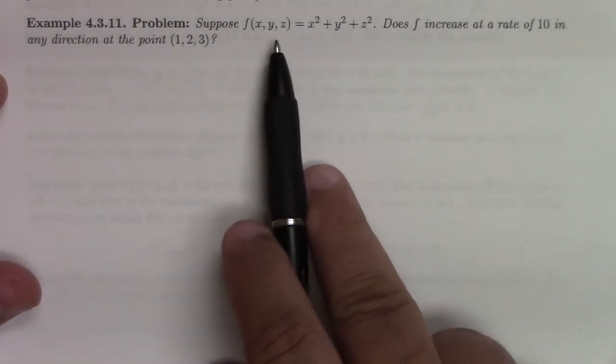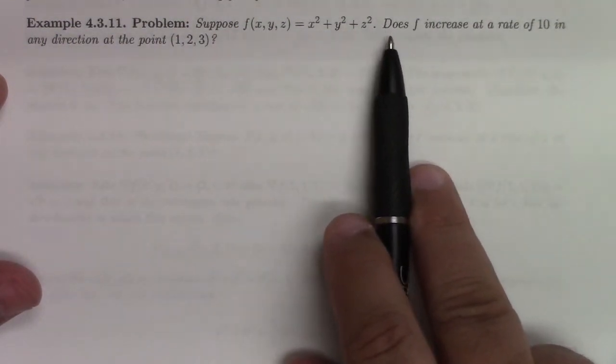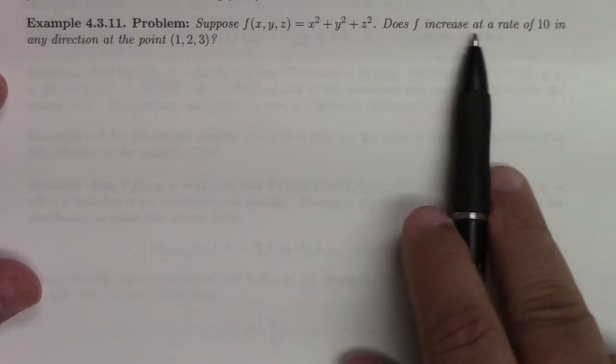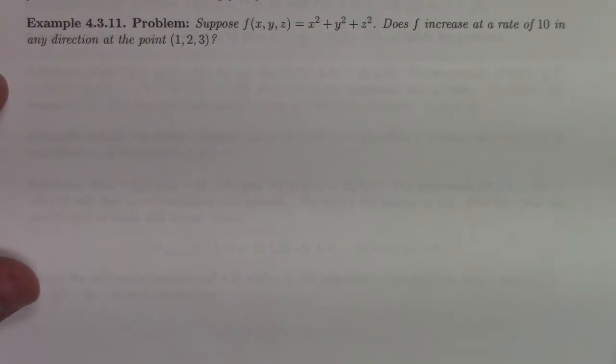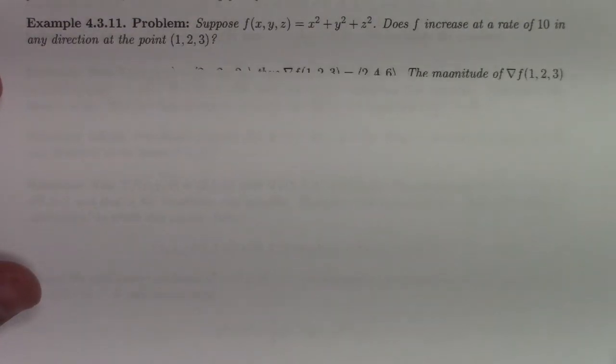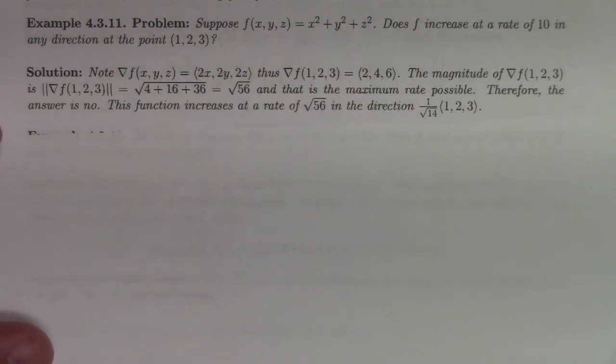So look at a function of 3 variables, x squared plus y squared plus z squared. My question is simple enough. Does f increase at a rate of 10 in any direction at the point 1, 2, 3? Seems like an innocent enough question. When we asked that for 2 variables, we could solve it. We did that at the end of one of the previous lectures, and we saw that we end up just needing to find 2 directions in which it could happen. And so here, let's get started.